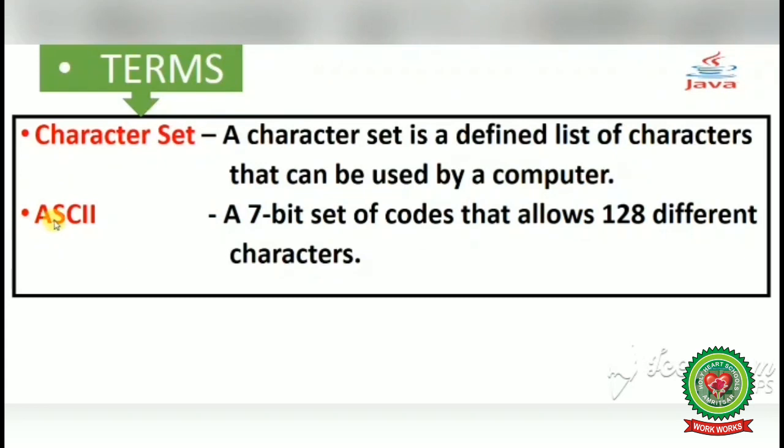And the second term is ASCII. ASCII is a 7-bit set of codes. 7-bit means a combination of 7 binary digits that allows 128 different characters. It is in the form of binary language that makes a combination of characters.